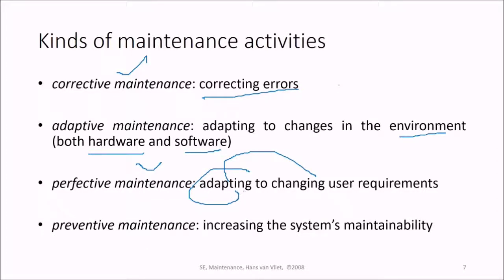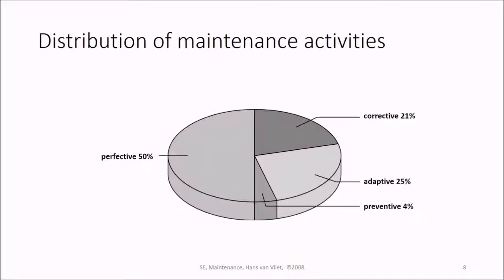Then preventive maintenance: if you can increase the system's maintainability, that is, if you want the maintenance to be as little as possible, then the best is to prevent the errors, prevent the things, maintenance activities which are going to cost you much. This is preventive maintenance. You avoid such things so that maintenance is not forced on you.